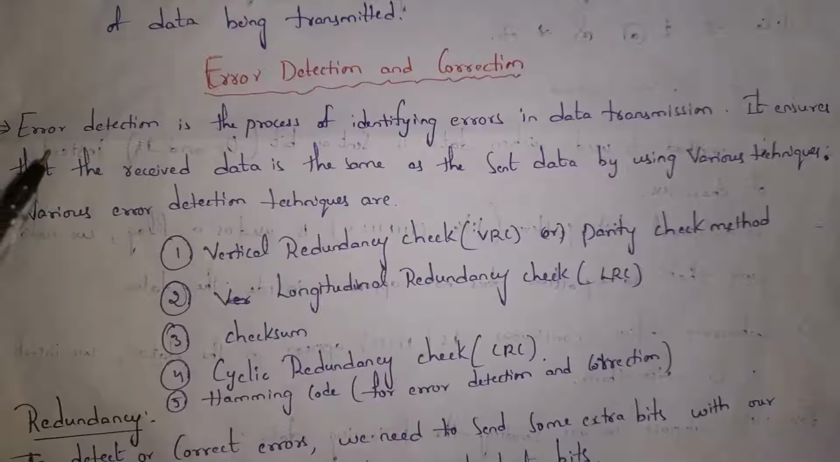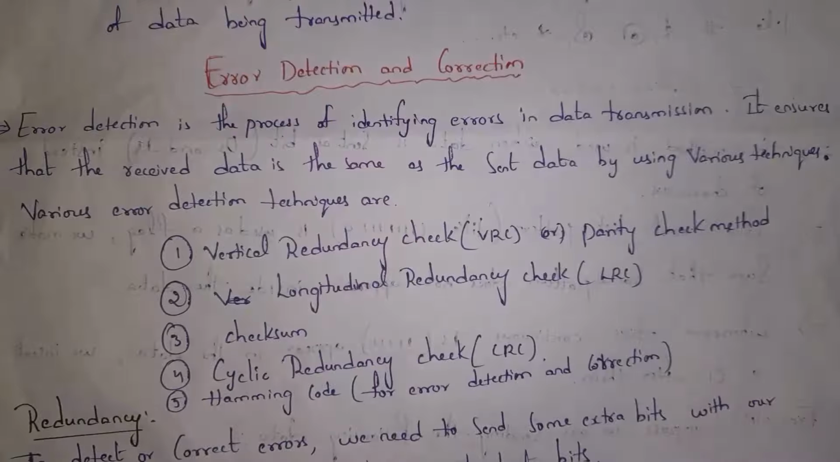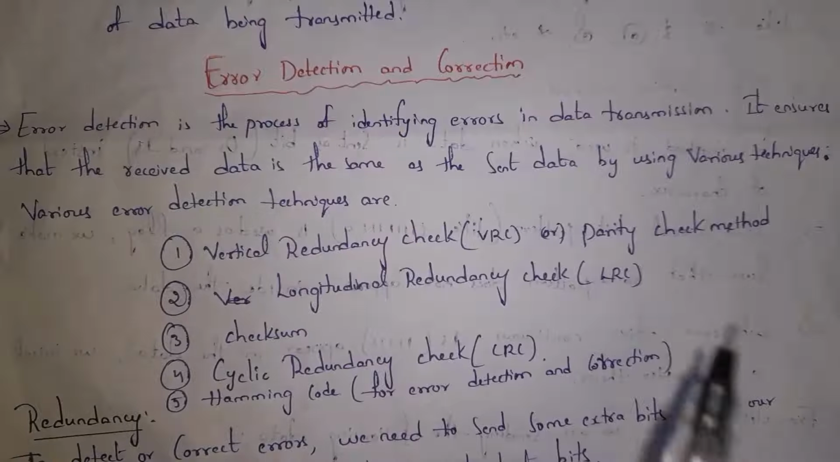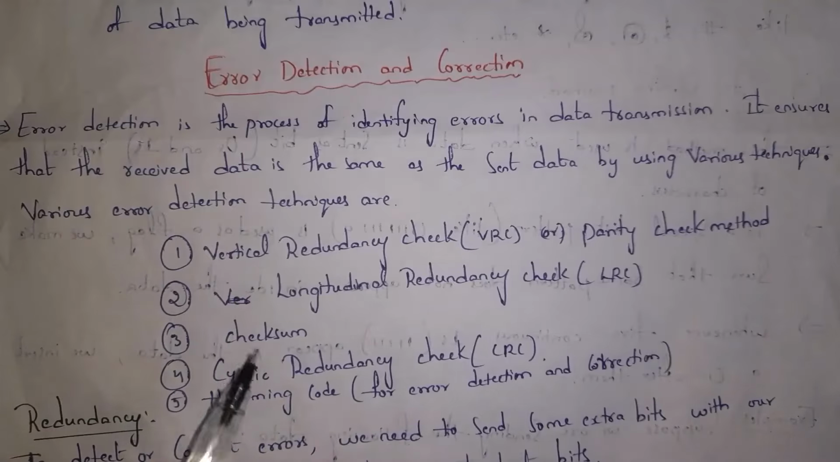So error detection is the process of identifying errors in data transmission. Error detection will make sure that receiver data is same as the sent data. And this error detection is done by using various techniques like VRC, LRC, Checksum Method and CRC.